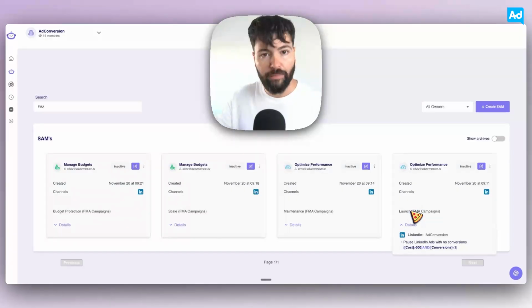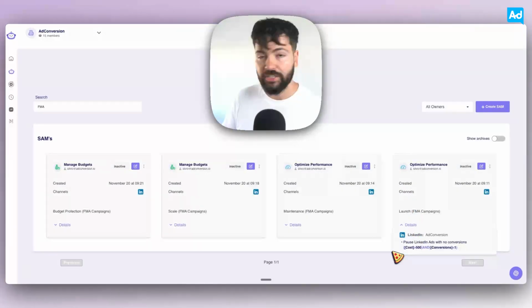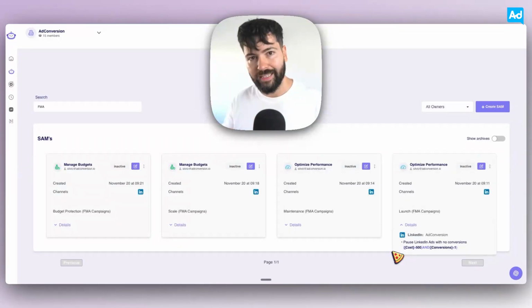So I have a group of campaigns. They're called my Fix My Ad campaigns. It's for a specific offer that we are promoting in our agency. And for the launch SAM, I'm basically doing exactly the logic that we discussed. So if my cost is greater than 500 and conversions are less than 1, it's going to get shut off.